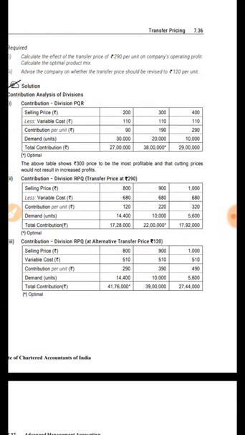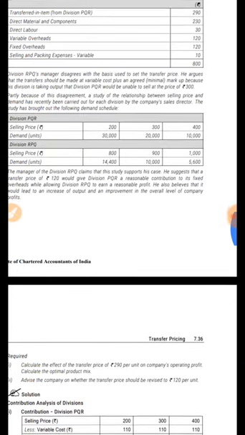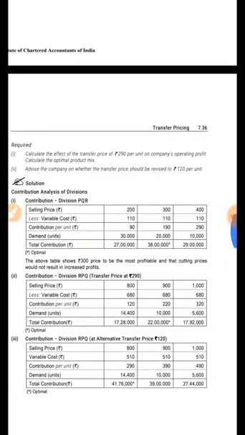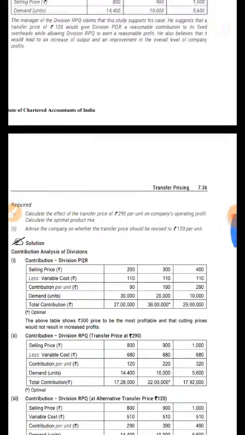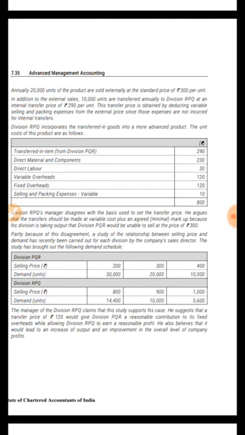Now division RPQ. Division RPQ also, see, you can have the selling price of 800, 900. This is selling to outside market, no? So this is the outside market price. So 800, it may be 900 or 1000. That's what they have taken here. Then variable cost, this is the variable cost of the division RPQ. So 290 plus 230 plus 30 plus 120, again fixed overhead we will not consider. Then rupees 10.